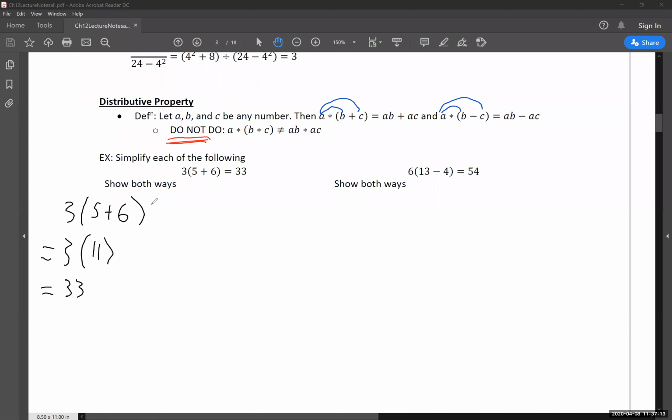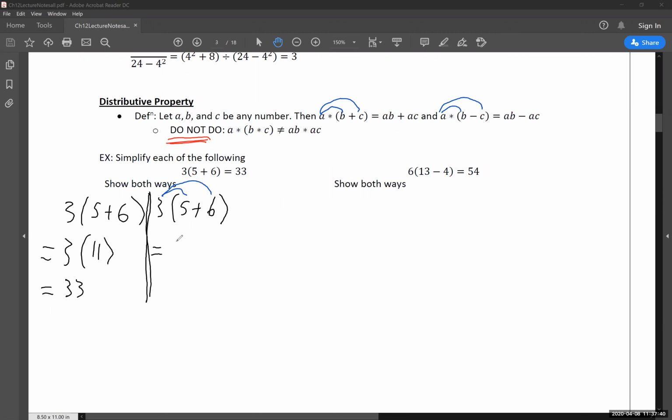Now, the alternative method that you have, now that we have the distributive property, I'm going to start with the same thing, is what if instead of directly following PEMDAS, we use our distributive property to do this? So I'm going to do 3 times 5 and 3 times 6. Again, using our distributive property that we just went through at the top.